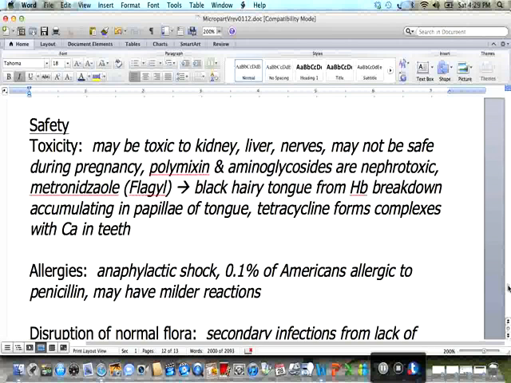There is always a concern for safety in using drugs. Certain agents may be toxic to the kidney, liver, or nerves, or may not be safe during pregnancy. Polymyxin and the aminoglycosides are nephrotoxic. Metronidazole or Flagyl may result in a black hairy tongue from hemoglobin breakdown and the minerals accumulating in the papillae of the tongue. Tetracycline can form complexes with the calcium in the teeth, leaving discoloration. There is a risk of anaphylactic shock from allergy. About 0.1% of Americans are allergic to penicillin, and many have milder reactions.